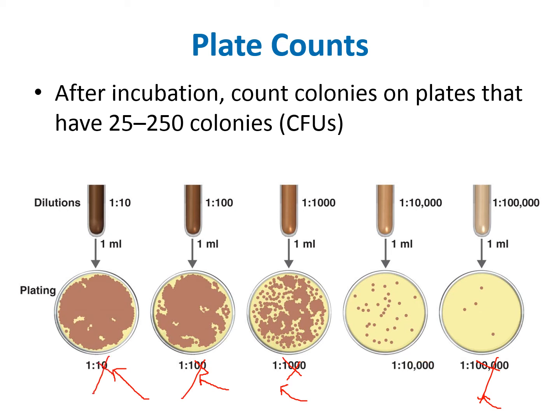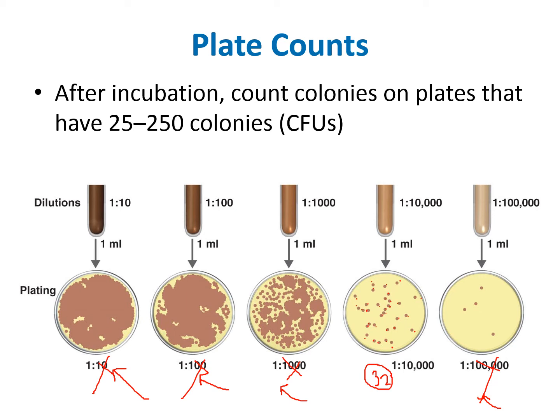Let's do a quick count to see how many colonies there are. There's 1, 2, 3, 4, 5, 6, 7, 8, 9, 10, 11, 12, 13, 14, 15, 16, 17, 18, 19, 20, 21, 22, 23, 24, 25, 26, 27, 28, 29, 30, 31, 32. So there's 32 colonies here.